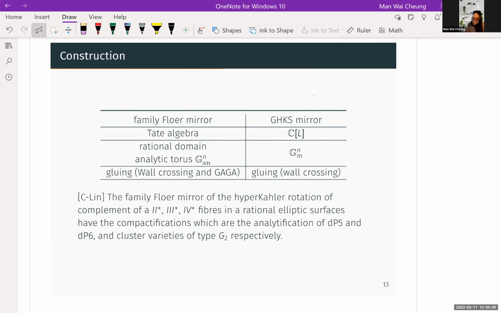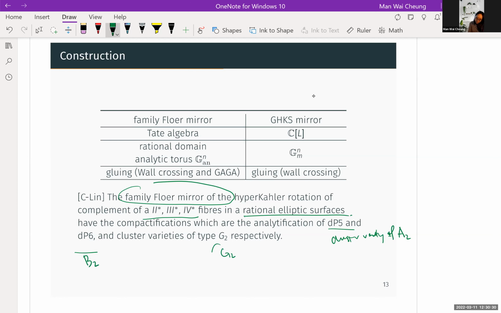I know it's super long. It's a joint work with Yu-shen Lin, where we look at 3 types of rational elliptic surfaces, which are of singularity type 2, 3, 4. And then the family Floer mirrors of these 3 types are actually DP5, DP6, which are cluster varieties of type A2. That is the scattering diagram we keep on talking about, and of B2 and G2.